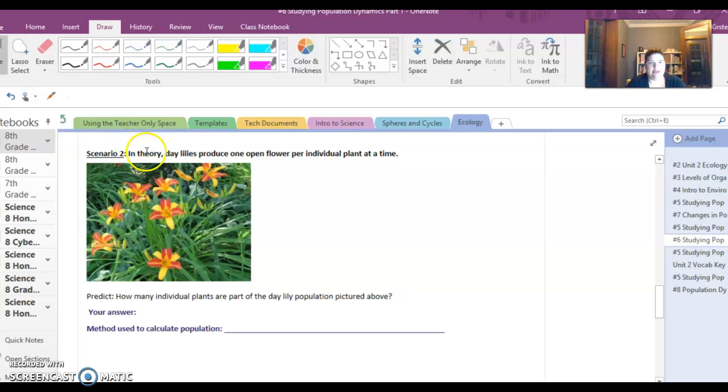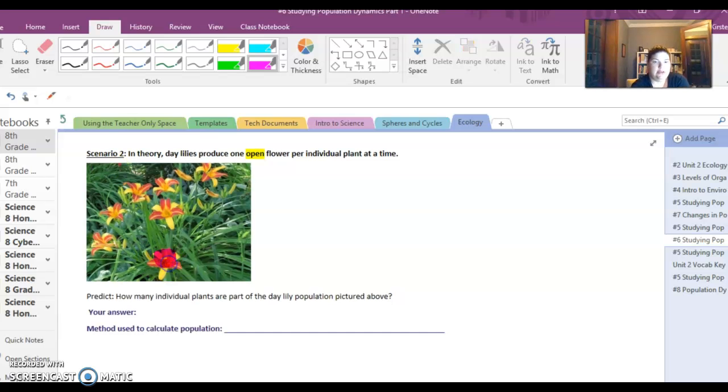Okay, here we have a theory on daylilies, which produce 1 open flower per individual plant. So there are some flowers here that aren't quite open, so those could belong to the same plant, but only 1 blooming flower per plant. So the first thing I'm going to do is say we're trying to find out how many plants there are in the daylily population pictured above. So we're just talking about this population in the picture. So that's a relatively small population. I can probably count every one of them.